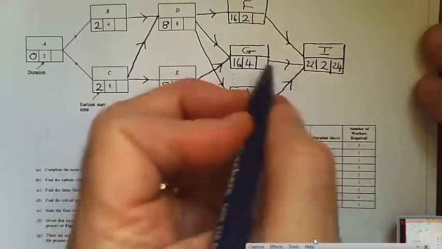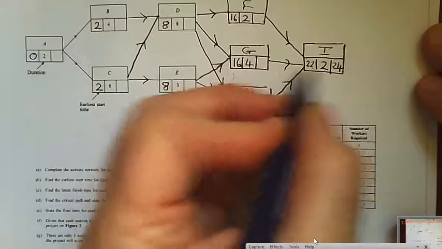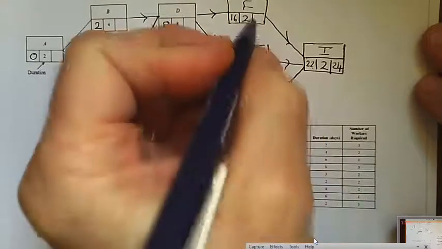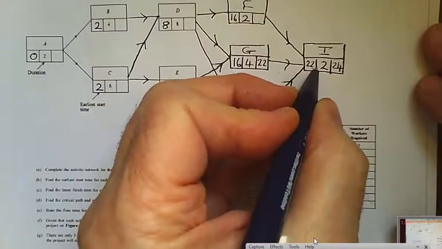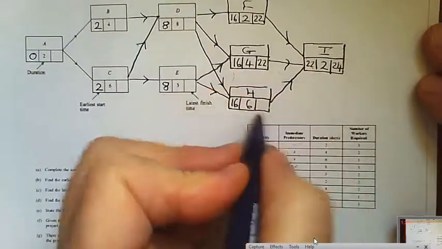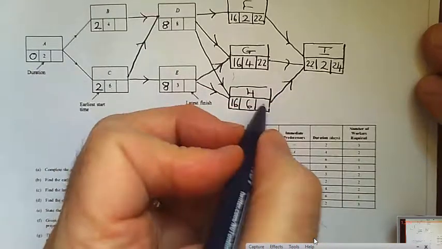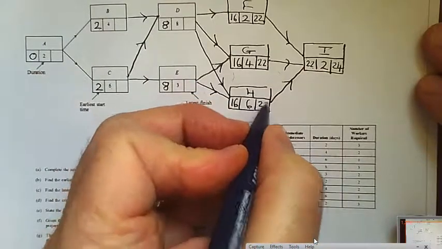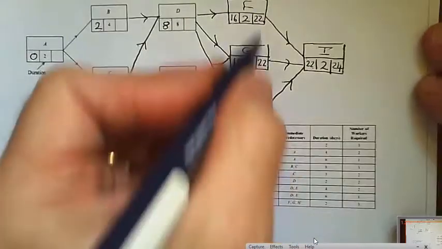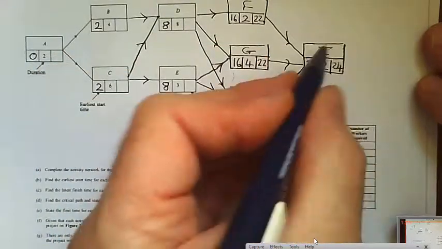G has to finish at 22 to avoid I being delayed. F has to be finished at 22 to avoid I being delayed. And H has to finish at 22 as well. They all feed into I. So if any of these 3 activities finished later than 22, it would delay I.